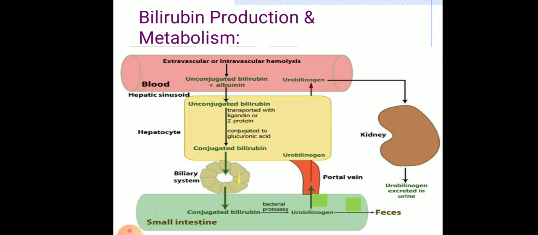From the biliary system, it reaches the small intestine. Okay. In the small intestine, this conjugated bilirubin, by the action of bacterial enzymes, is converted to urobilinogen, and 10% of the urobilinogen again reaches the blood, reaches the kidney and is excreted in the urine. The remaining 90% of the urobilinogen is excreted in the feces. Okay.